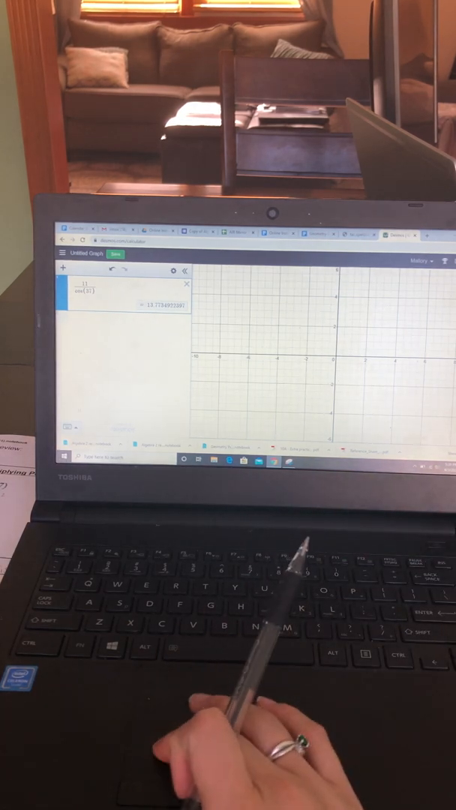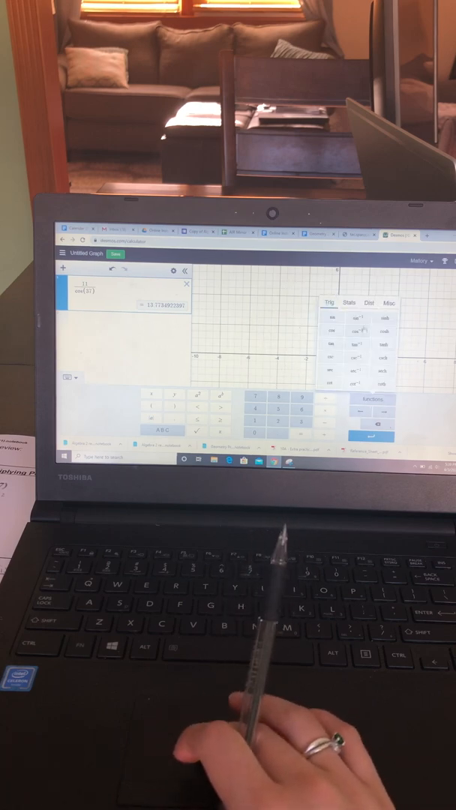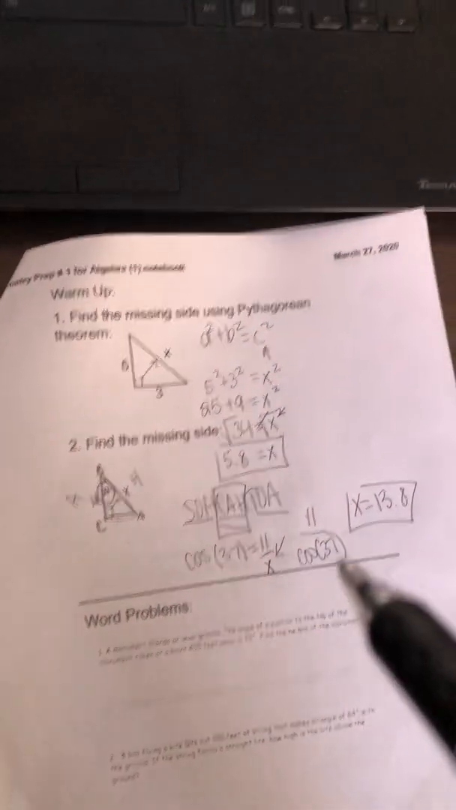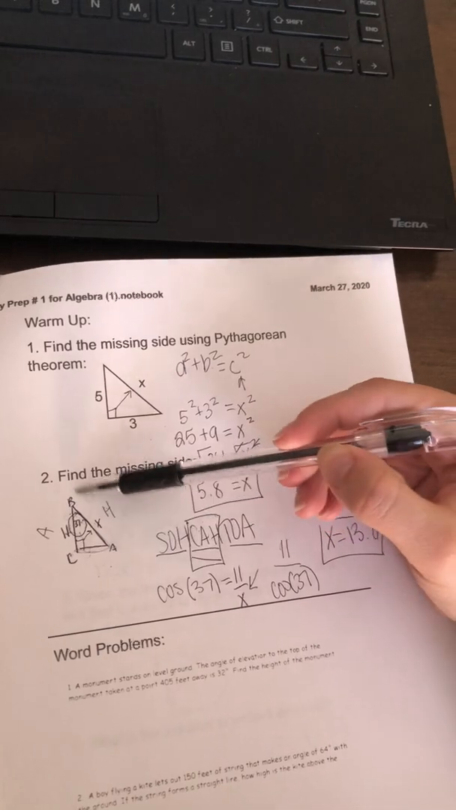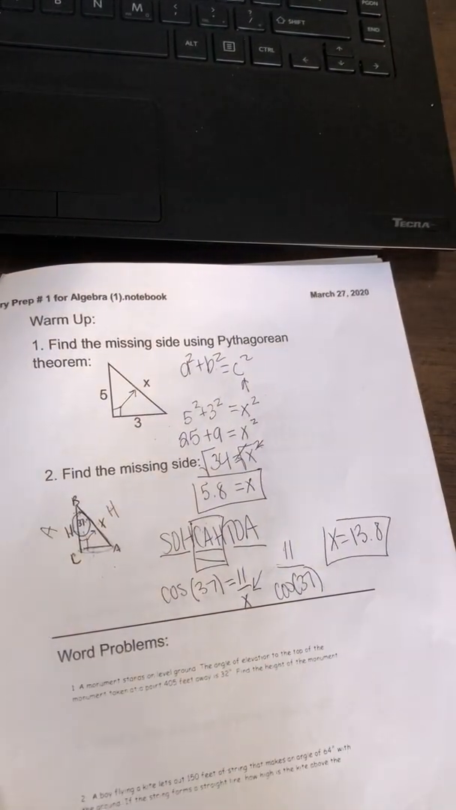Remember that down here under functions, we have that sine, cosine, and tangent with negative ones on it. We only use that when we're solving for a missing angle. In this case, we were looking for a missing side, so I could just keep it as a normal cosine. So there's my x.